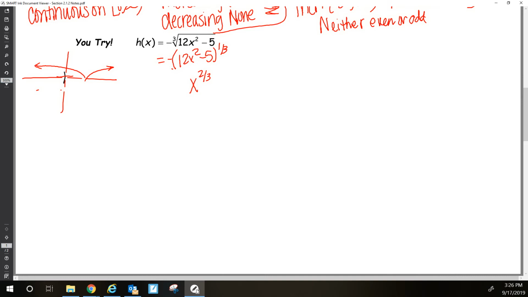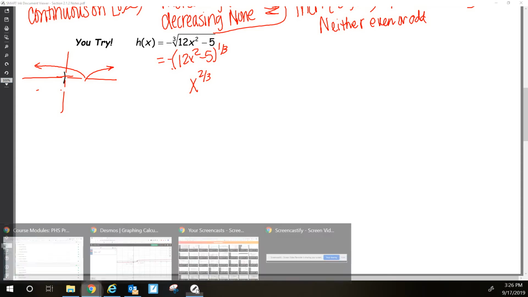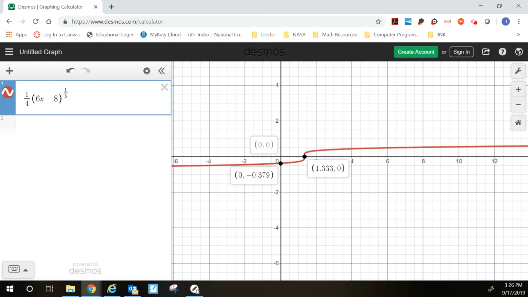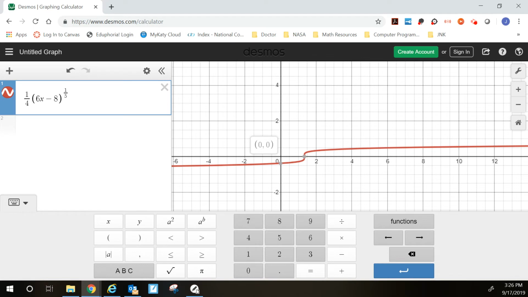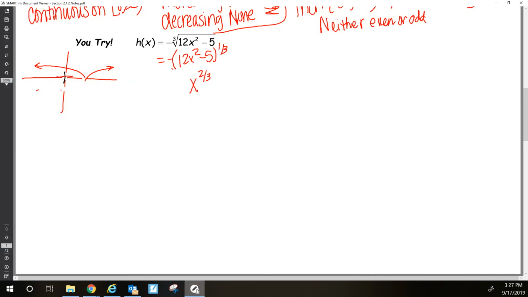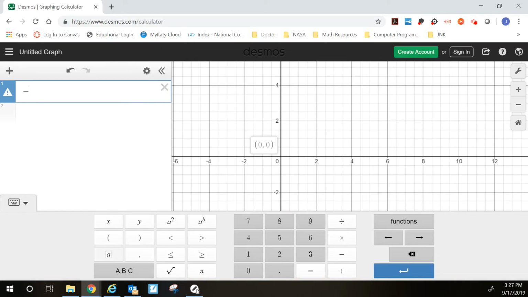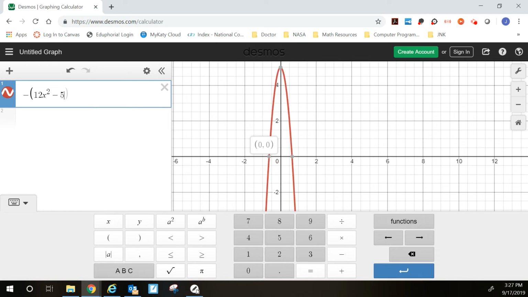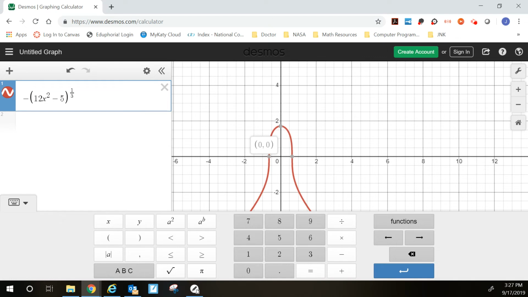So let's go check it out in Desmos. Oh, you already did, didn't you? So we're going to put in negative. First of all, negative. Oh, and then the reflection from that negative sign. I didn't even take that into account. So maybe this whole thing gets flipped down like that. I don't know. So we got negative, in parentheses, 12x squared minus 5. Okay. And then we're going to raise that to the 1/3 power.